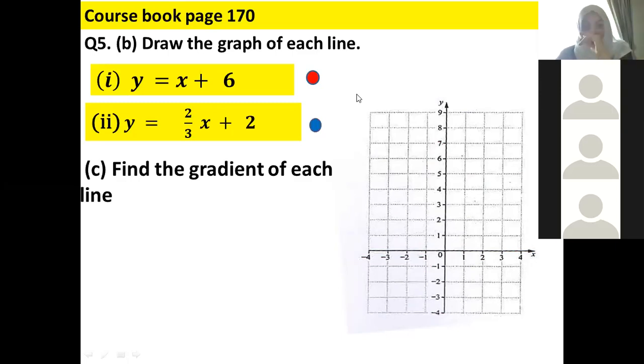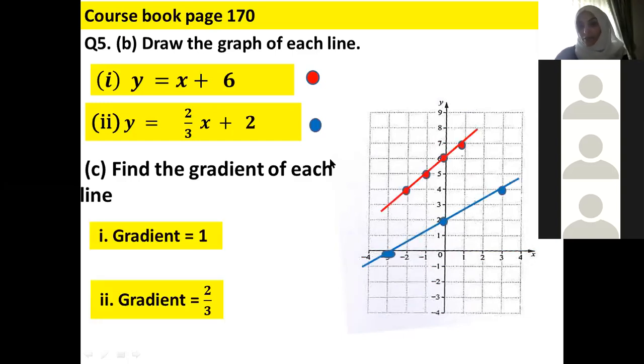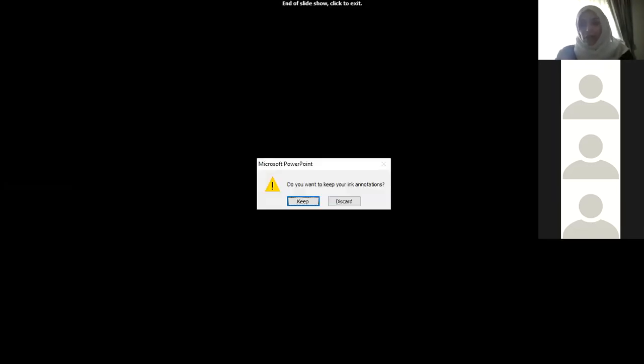That's right. So far we will just draw them by finding values for x and values for y, and we will draw these lines. Here we drew the first line with gradient 1. The gradient of the second is 2/3, and we already found all of that and determined the y-intercept. Okay, I will stop the share.